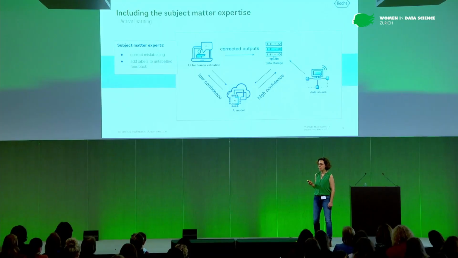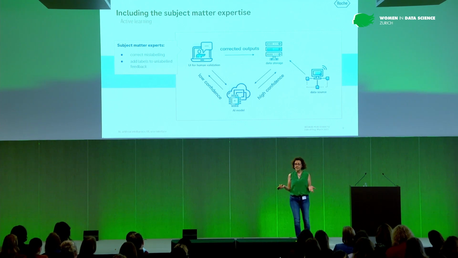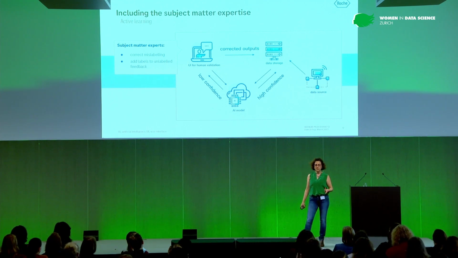So we included the subject matter expertise in this loop and included active learning in this pipeline, such that the subject matter expert, and you can imagine that Roche has several of these subject matter experts, if not several hundreds and thousands, as I mentioned, like Lisa, to correct the mislabelings and to add labels to unlabeled feedback. So this is our first example of where supervised learning, a simple supervised learning pipeline, was not enough, and we needed to include active learning or human-in-the-loop kind of learning.